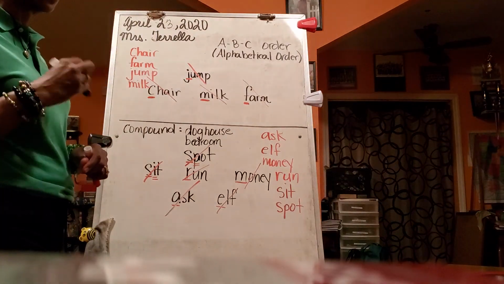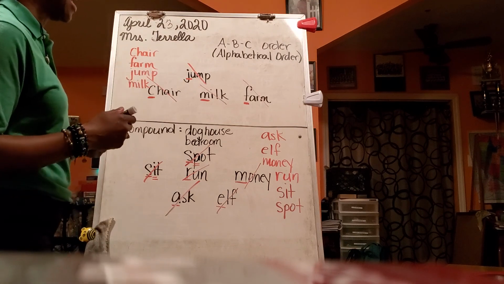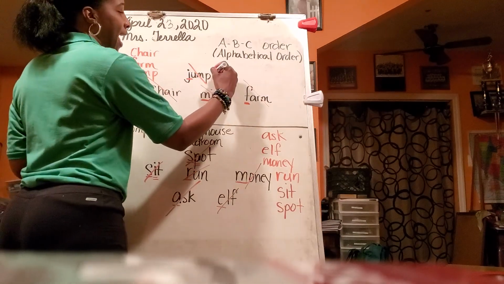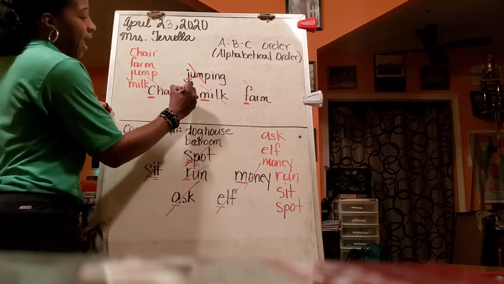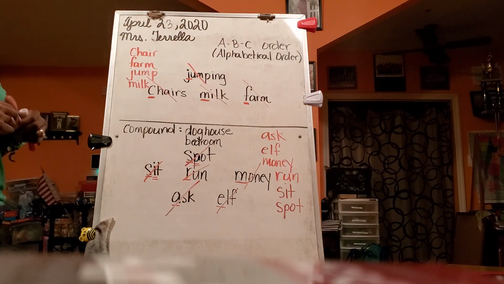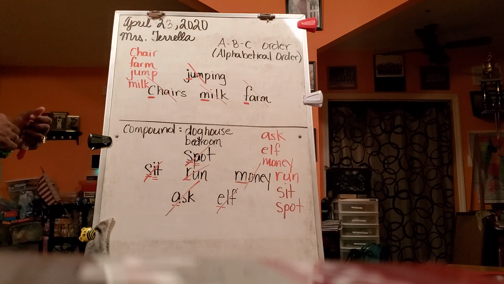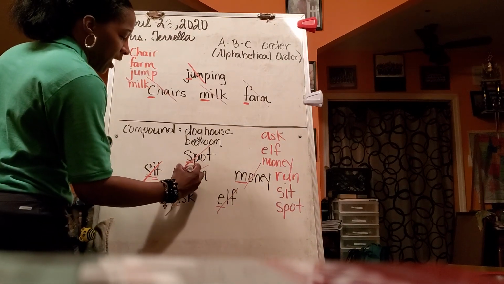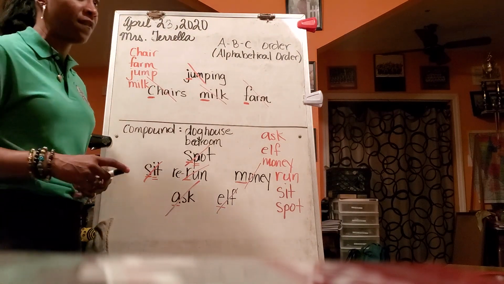We also said a suffix. A suffix is a letter or a group of letters that I can add to the end of a word. Like here, I can add the suffix ing, and now I have jumping. I can add the suffix s, and now I have the word chairs. Okay, so that's another one. A prefix I add to the beginning of a word. I can add the prefix re in the front of run and make it rerun. Okay, so that would be an example of a prefix.